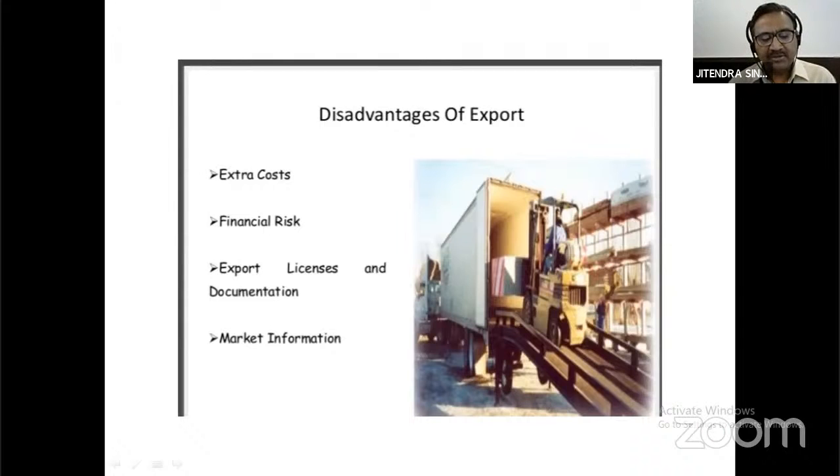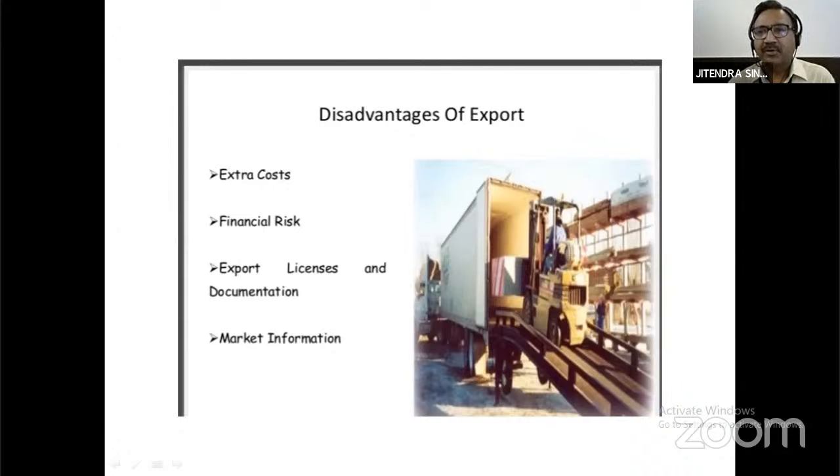and documentation. So we have to be aware about the process of export license and documentation, and it is rather difficult to get a license from every country where we want to export. Suppose after detailed market analysis, we find out that in the Bangladesh market, the demand for our product is very high. Bangladesh is a potential buyer for our product.